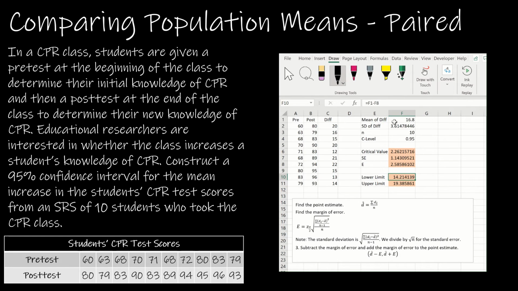So again, interpreting the interval, what does this mean? We are saying that with 95% confidence the mean increase in student CPR test scores from the beginning of class to the end of class is an increase of 14.2 to 19.4 points. Again, 0 is not contained in the interval, and thank God it's not, because if 0 were contained in the interval, we would not be able to say with any confidence that students learn anything in the CPR class. So essentially we're saying students are learning and their scores are increasing from between 14.2 to 19.4 points.